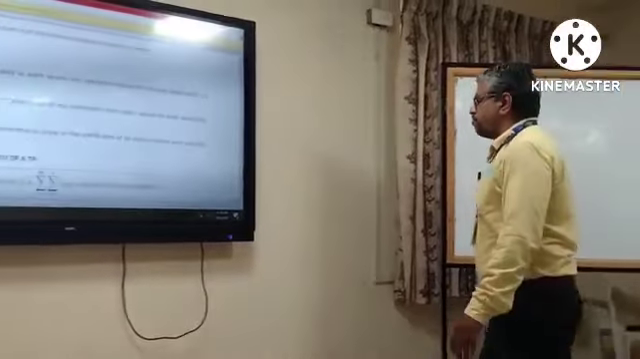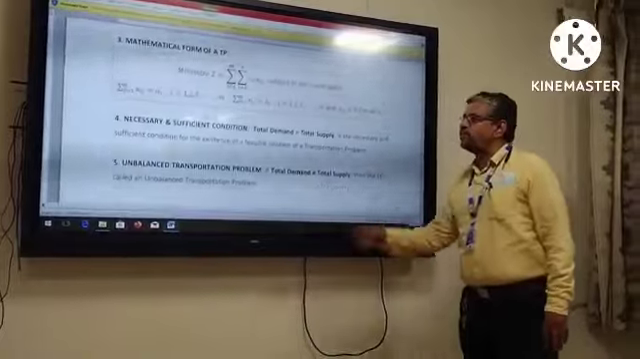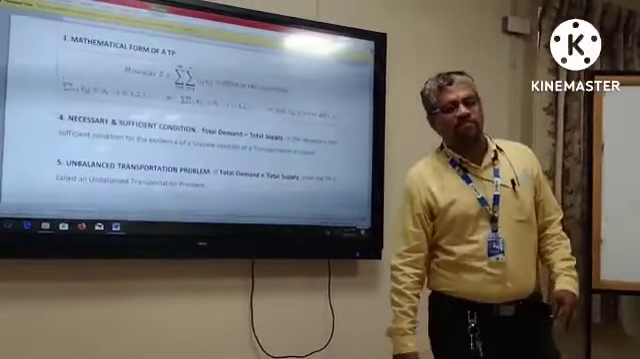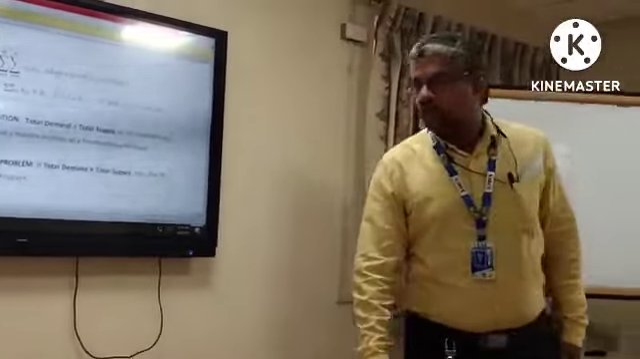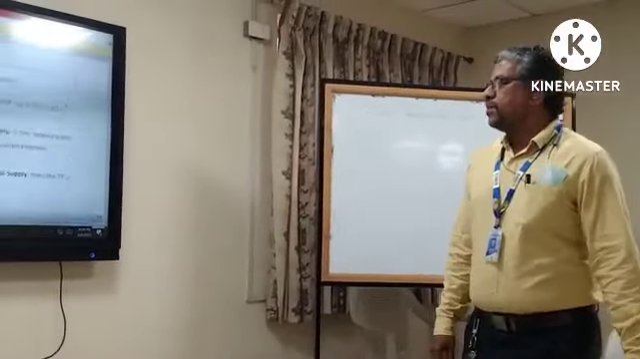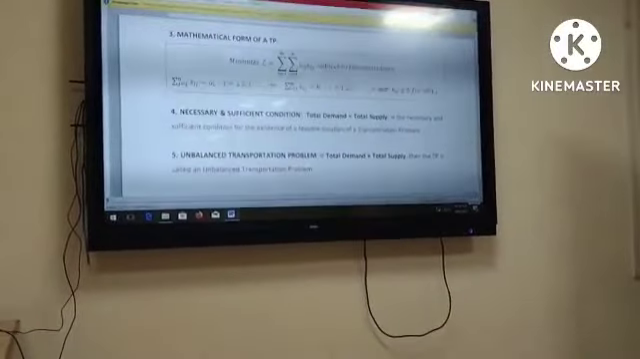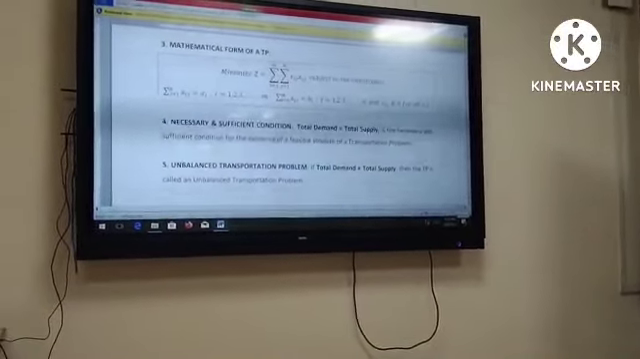Now the general form, or mathematical form, of the transportation problem is given over here. It is a special type of linear programming problem. That is why there is something called an objective function and constraints, and the non-negativity condition is also there, which is an integral part of a linear programming problem.